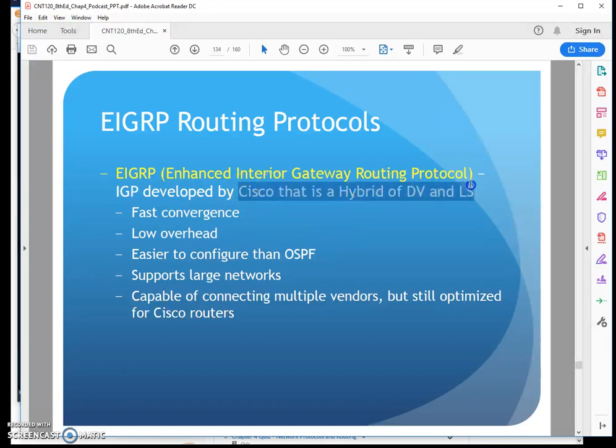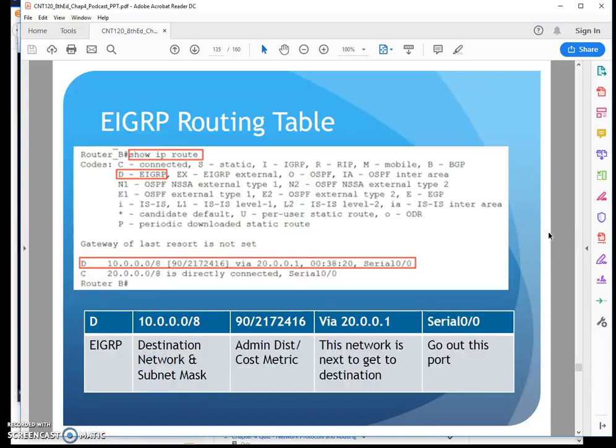But this was developed by Cisco as kind of like a hybrid, kind of the best of both worlds, best of distance vector and best of link state. Fast convergence time, low overhead for that, easier to configure than OSPF. Originally it was only supported on Cisco, but other vendors have adopted this. So a lot of other vendors can actually use EIGRP. Again, it's trying to do the best of both worlds of the two.